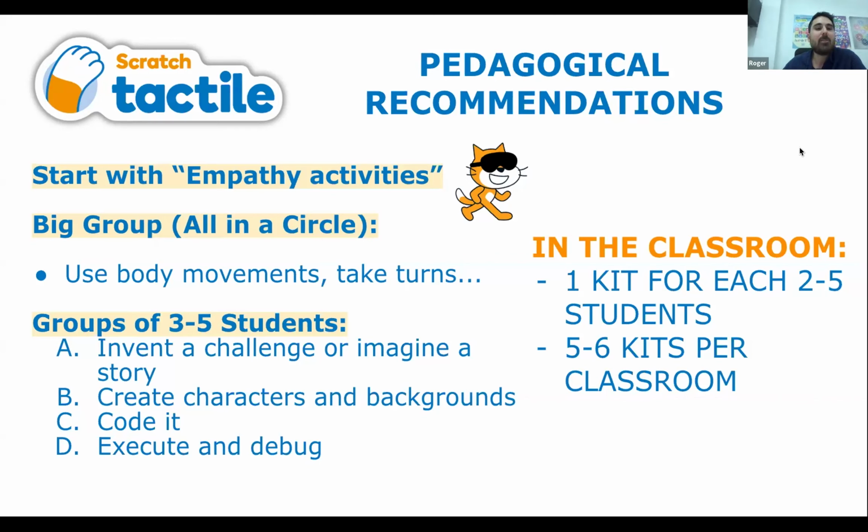So a very important part of this project is the awareness. And then we can make some activity within the big group, in a circle, for example, on the floor. If they can touch or see the floor, they can use their body to code one child or another child. They act like a robot or like a character in the story, and then make an activity with Scratch Tactile in groups of 3 to 5 students, so they can invent a challenge.